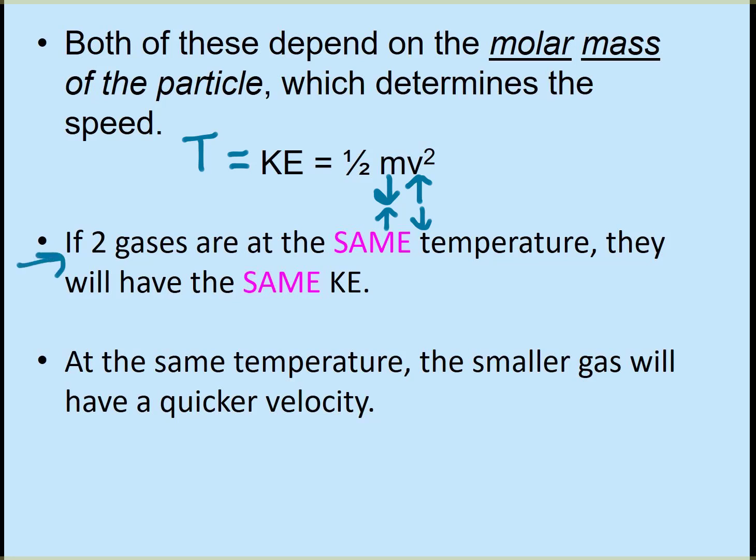If your gases are at the same temperature, first of all, they're going to have the same kinetic energy. And then you should know that the smaller gas will have a quicker velocity. So your smaller gas will effuse through that hole a lot faster than a larger gas. Most of the problems on the AP test, it's just that concept. But you can see the kinetic energy formula on your formula sheet to help remind you that because the mass and the velocity are on the same side of the equation, it's an indirect relationship. So as one goes down, the other one will go up, and vice versa.